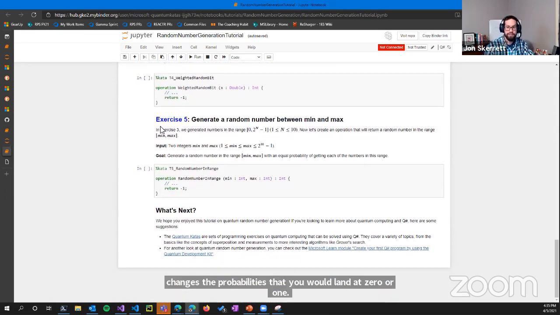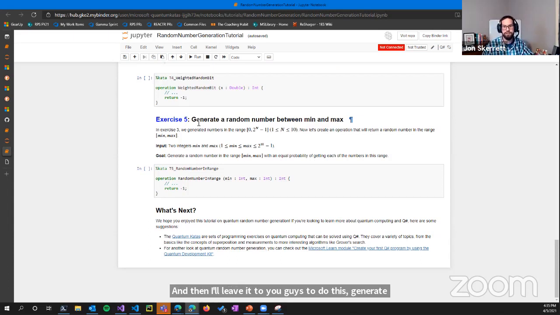And then I'll leave it to you guys to do this, generate a random number between min and max. So now if you want to take an arbitrary minimum and maximum, you could generate a random number somewhere between maybe 10 and 20. And that needs a little bit more massaging of the data and the code in order to get there.